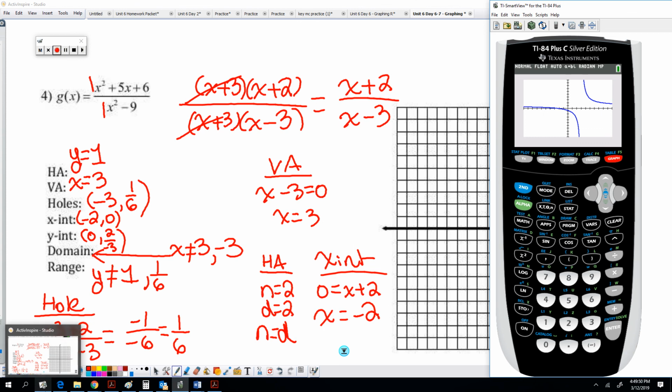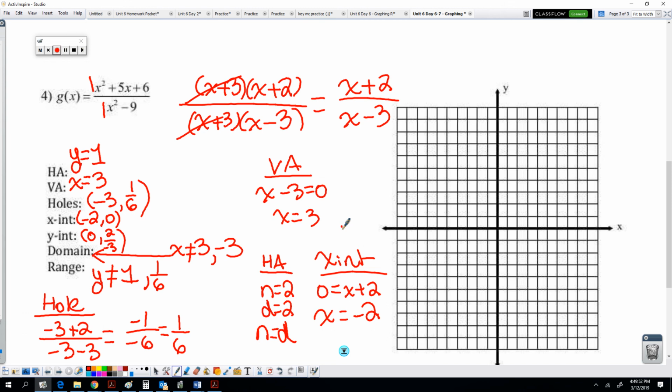So what I'm going to do is plot my hole just so you can kind of see it, along with my vertical asymptote and my horizontal asymptote. So at negative 3, 1 over 6, that right there would be my hole. So literally, it's a break in my graph. Okay, and we can get actually points. There you go. Okay, so if you notice, we got both removable and non-removable discontinuities. Alright, well, thank you for watching. Bye!